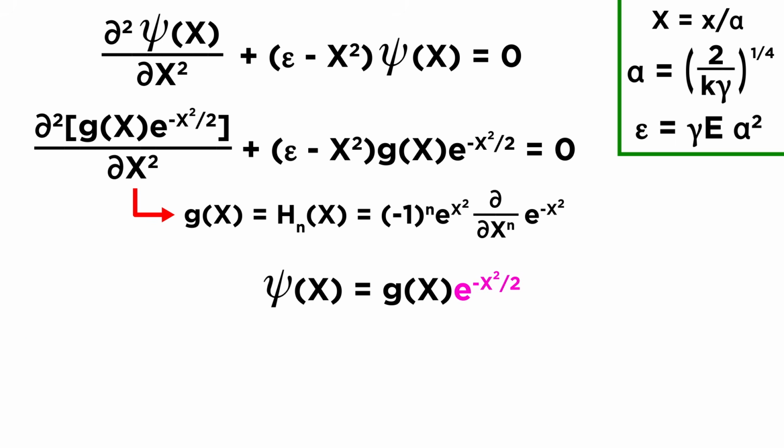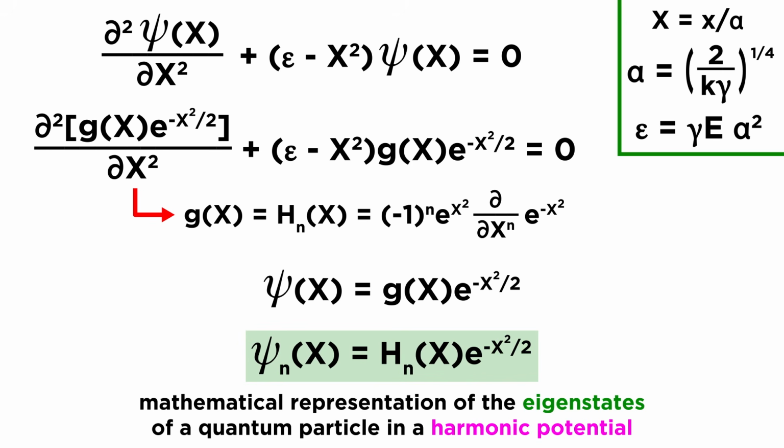In any case, remember that our solution for the wave function also contains a real negative exponential, so it can now be represented like this, with h sub n of big X in place of g of big X, followed by e to the negative big X squared over 2, like before, and that's where we end up. This is the mathematical representation of the eigenstates of a quantum particle in a harmonic potential.